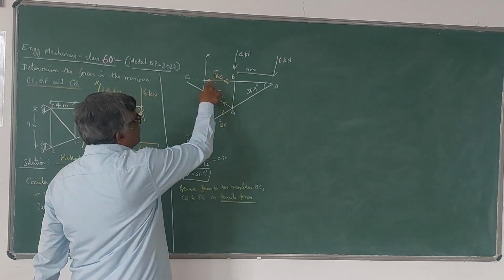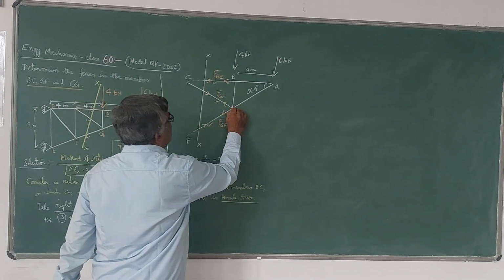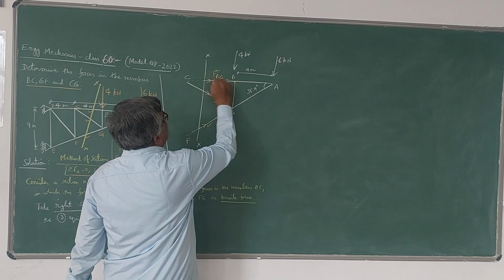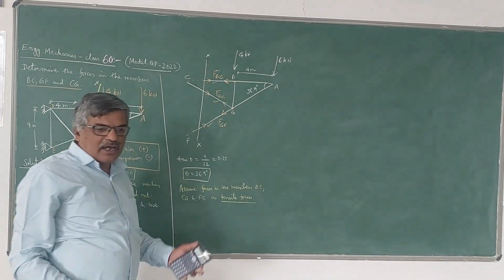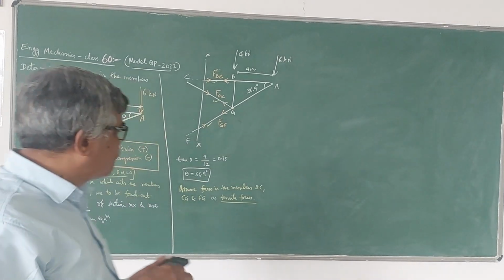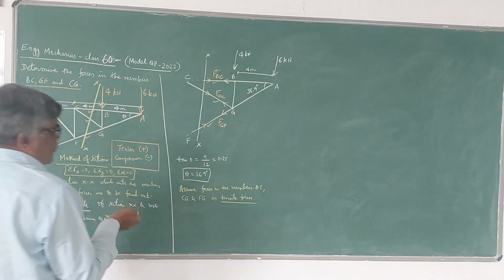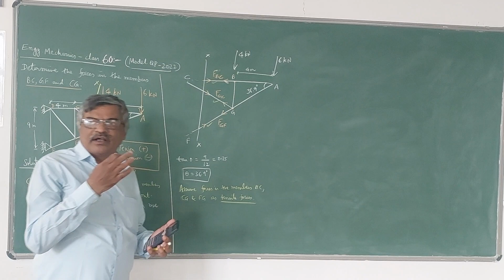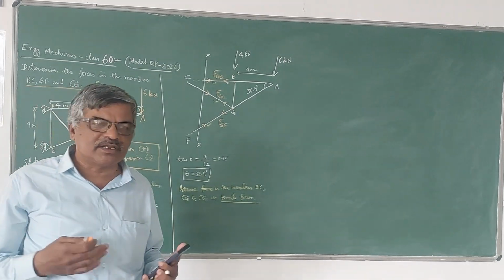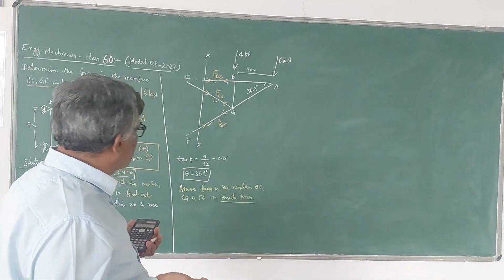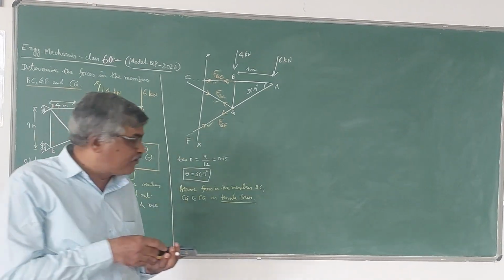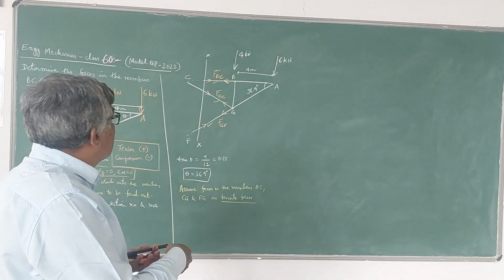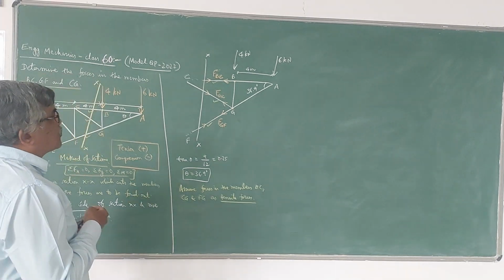We will assume all three as tensile. Please note that tensile force means it will be acting away from the joint. So that is the sign convention. Compression will be towards the joint. We assume that initially all forces are tensile forces. Later, after applying the equilibrium equations and after solving the equations, if you get any value negative, the force will be compression. That's all. Now, one by one, all the three equations we can use now.